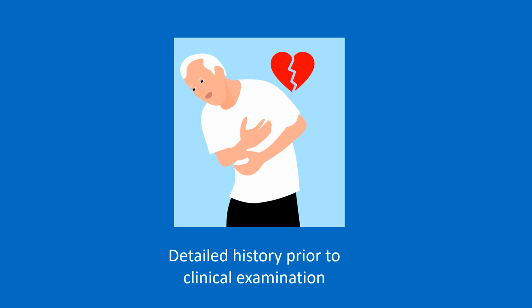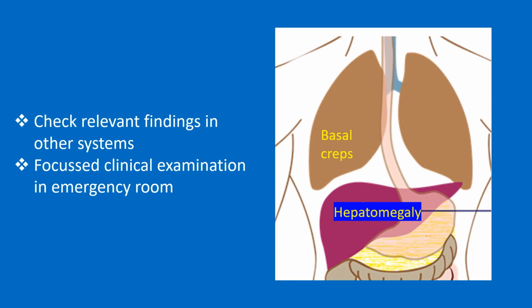Clinical examination starts off with a focused general examination, followed by a detailed examination of the cardiovascular system. Relevant points in other systems like basal crepitations, hepatosplenomegaly, and neurological deficits should be looked for. Examination strategy should be fitting to the clinical situation.